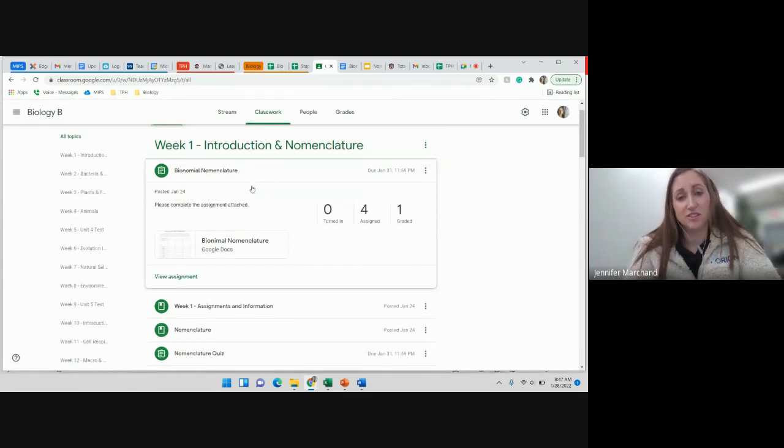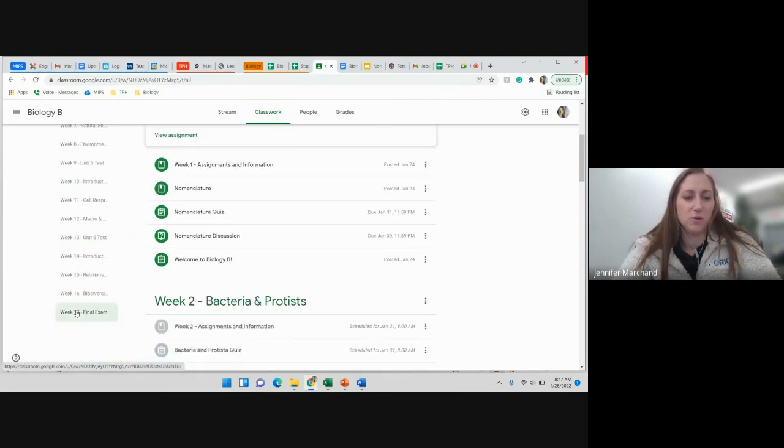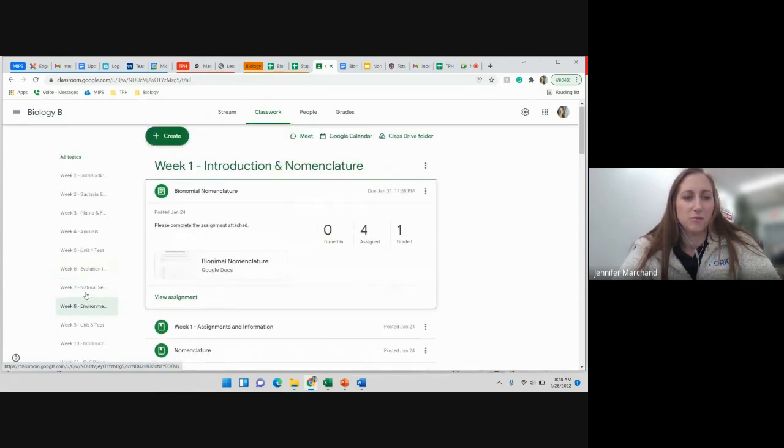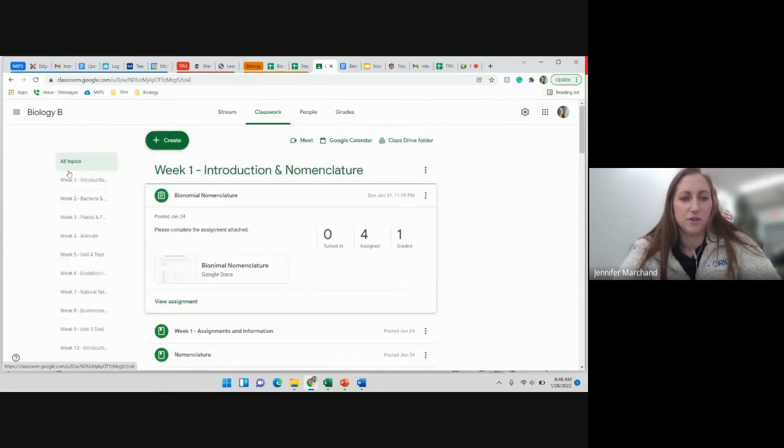Mine looks a little different than yours, but not too much different. These are the weeks, these are the things we'll be going over. We have a full 17-week schedule here. So our first unit is going to be these first 5 weeks. This is week 1, obviously, and then on week 5, we have our Unit 4 tests. So just something to keep in mind and get used to.